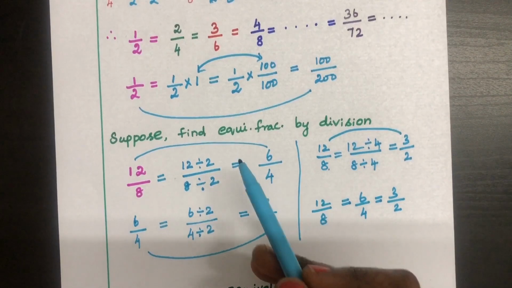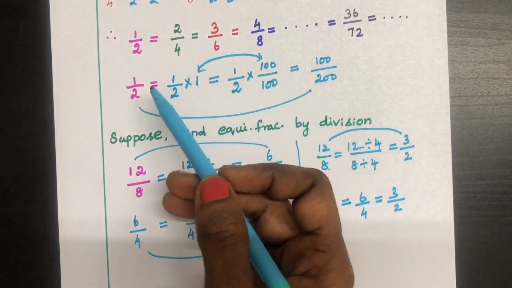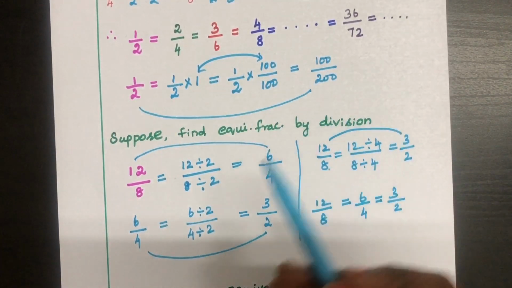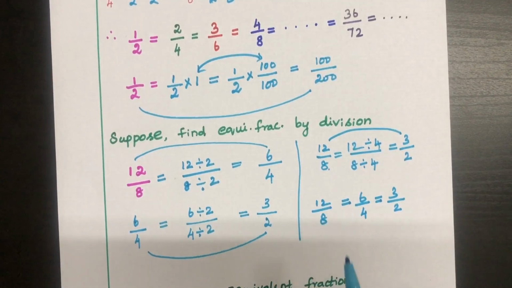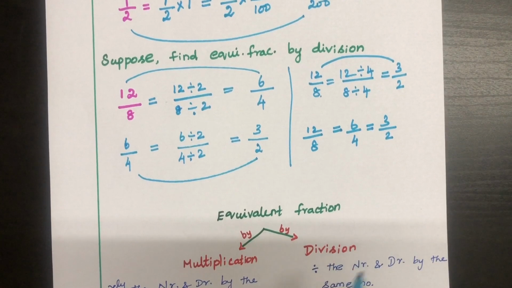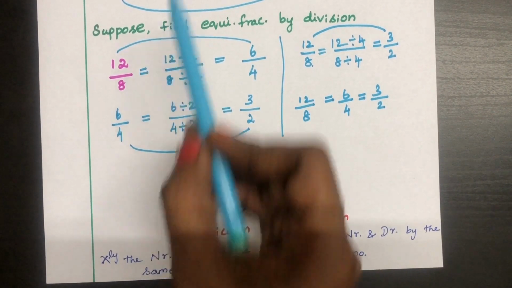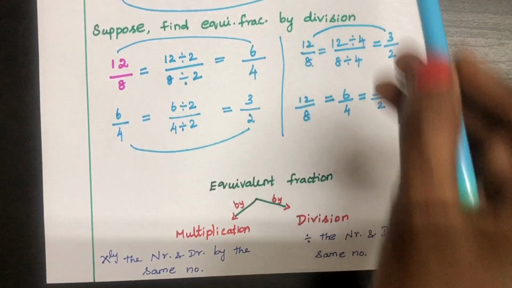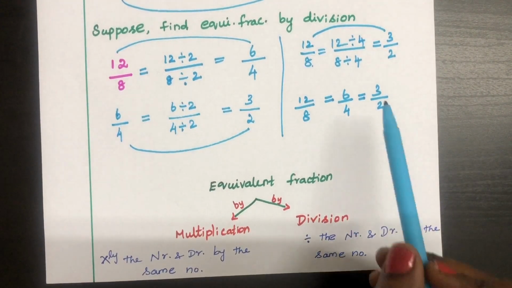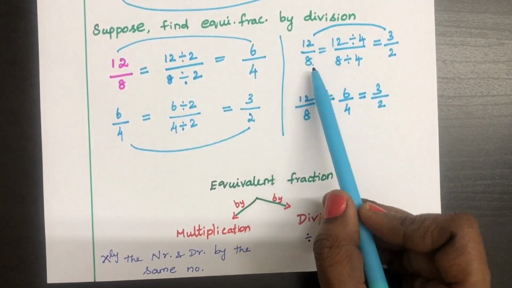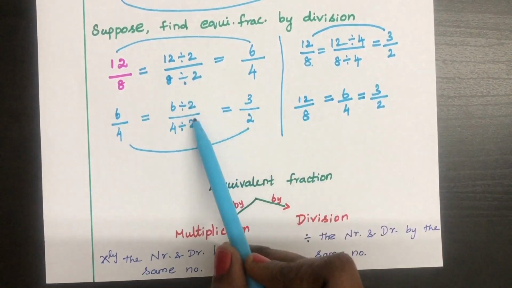So using multiplication, we can find an infinite number of equivalent fractions, but using division we can find only a finite number of equivalent fractions. Equivalent fractions can be found by multiplication and division. See, using multiplication, we can multiply the numerator and denominator by the same number. By division, here also divide the numerator and denominator by the same number.